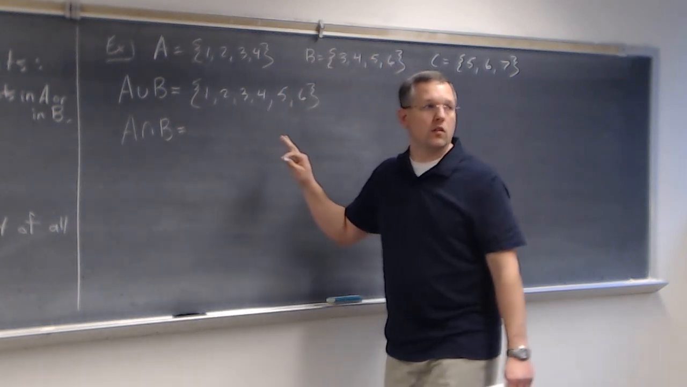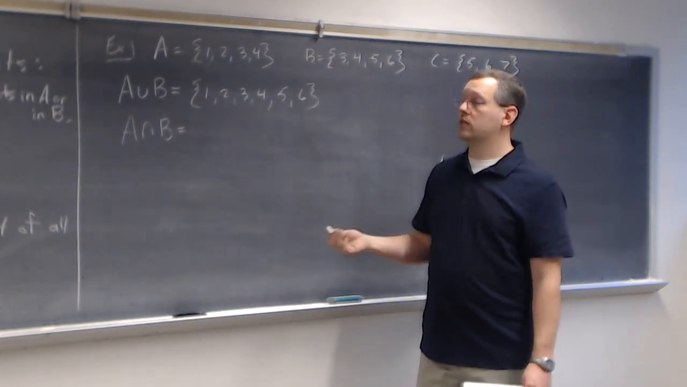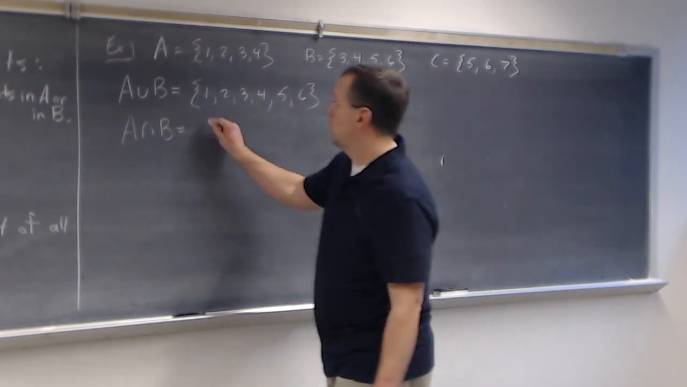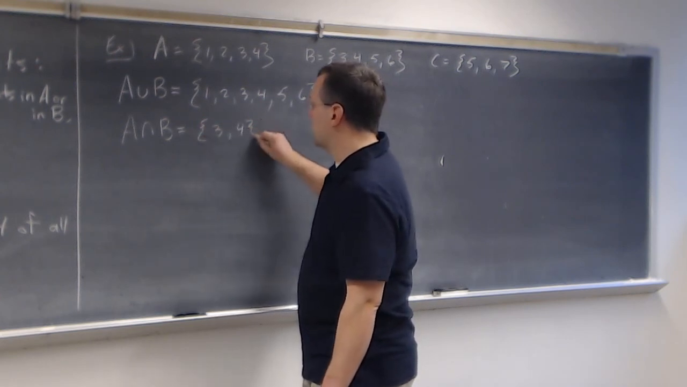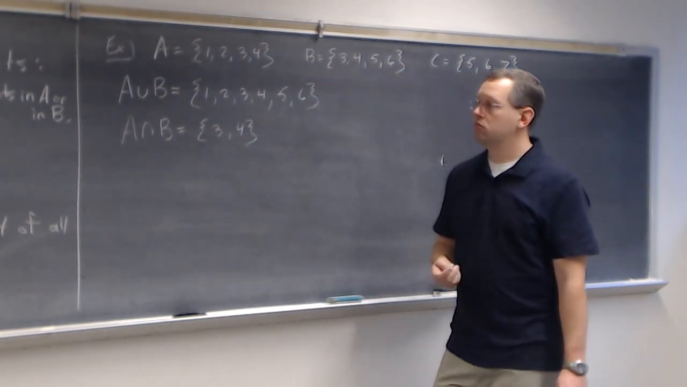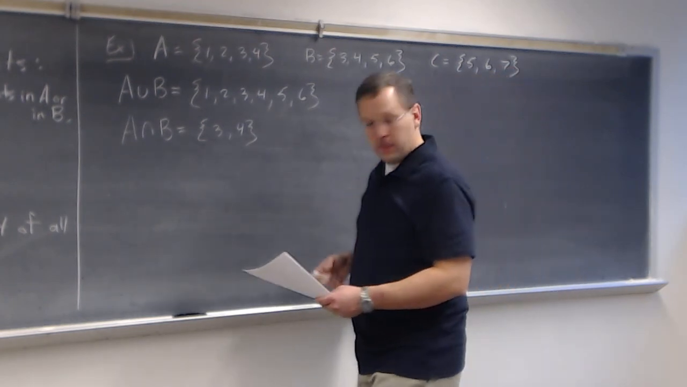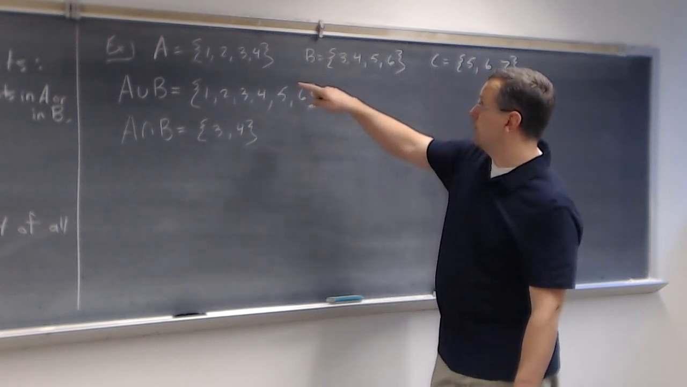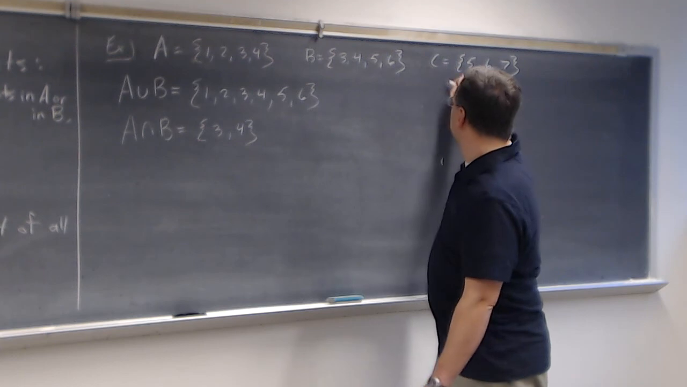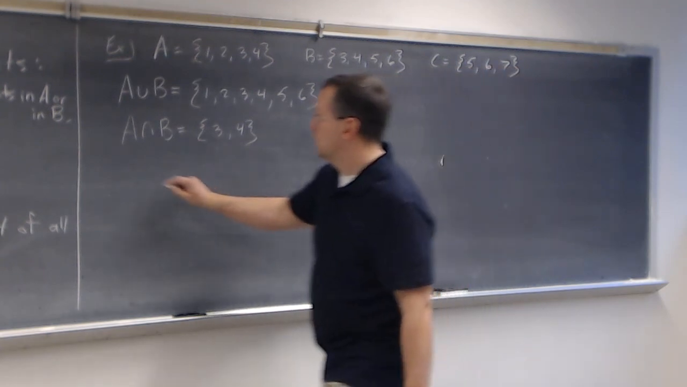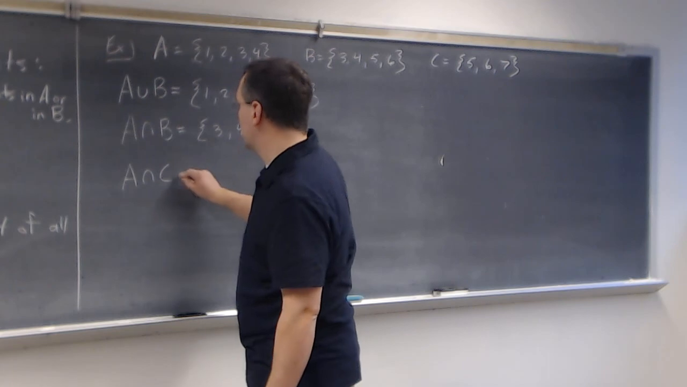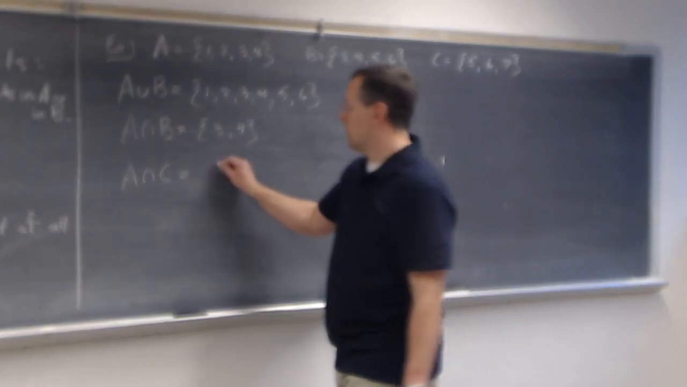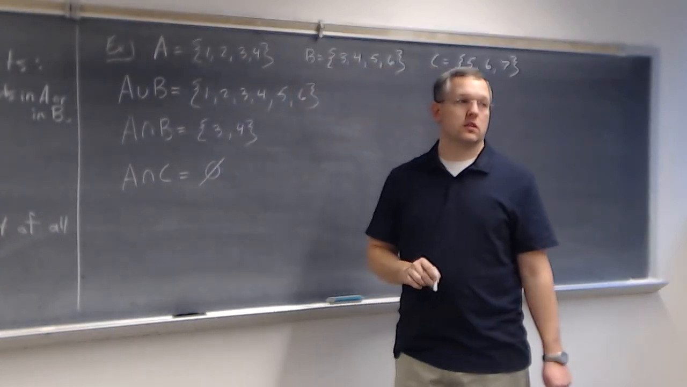Any questions about that? The intersection: what elements are in both sets? 3 and 4. So A intersect B would be the set containing 3 and 4. And if two sets have nothing in common, it's the empty set. For example, A and C have nothing in common, so if A intersects C, there are no elements in common. So you just write it as the empty set containing nothing.